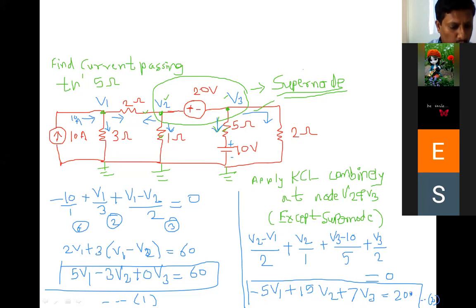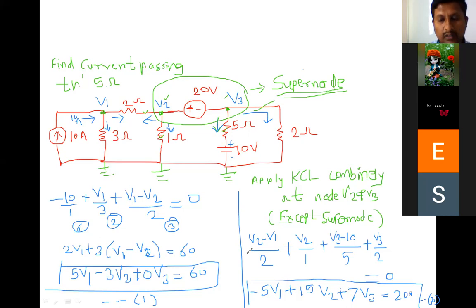Now we got two equations, but unknowns are three. So no scientist, no mathematician will get the answer of v1, v2, v3 by using these two equations. So to get the answer, we need one more equation. So where can you get this third equation?